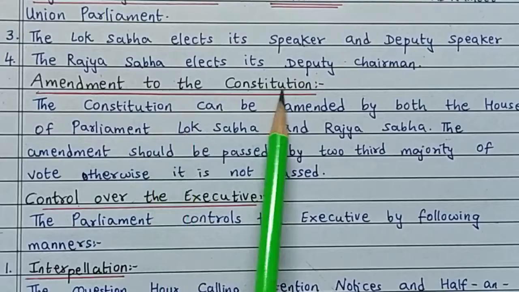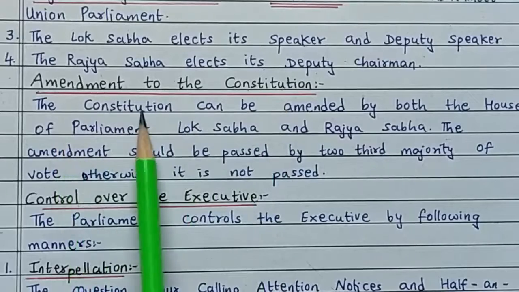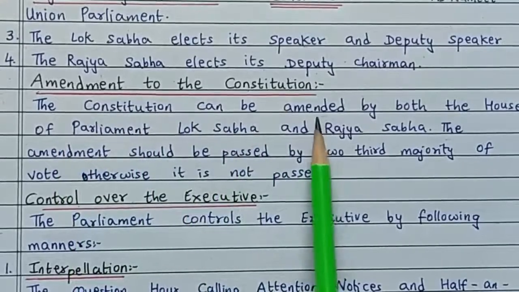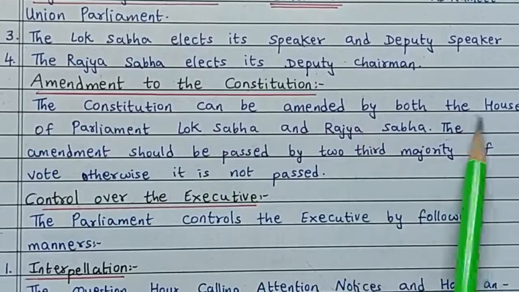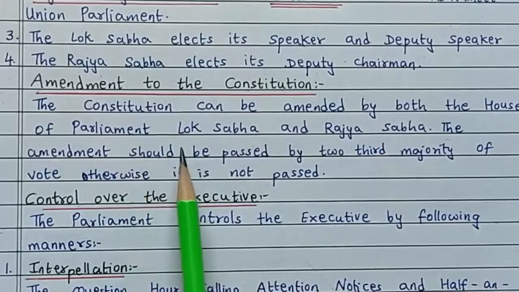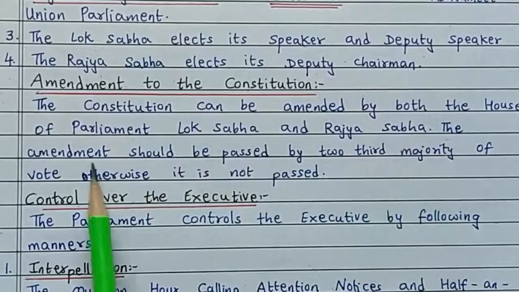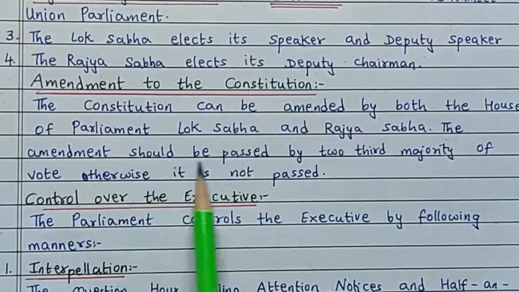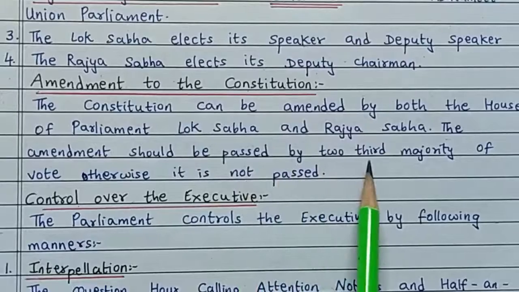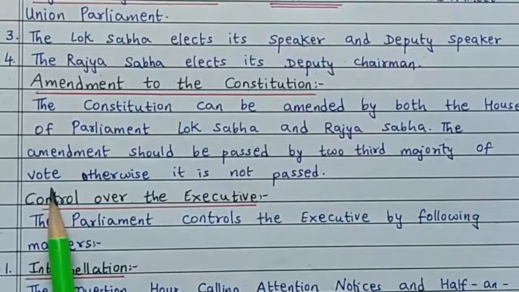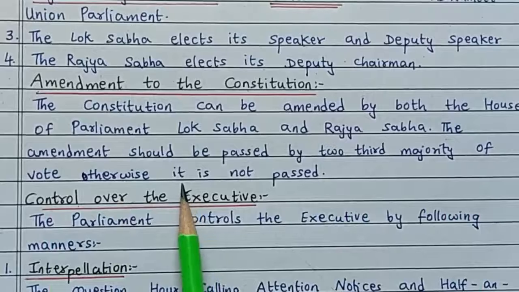Amendment to the Constitution. The Constitution can be amended by both Houses of Parliament, Lok Sabha and Rajya Sabha. The amendment should be passed by a 2/3 majority of votes. Otherwise, it is not passed.